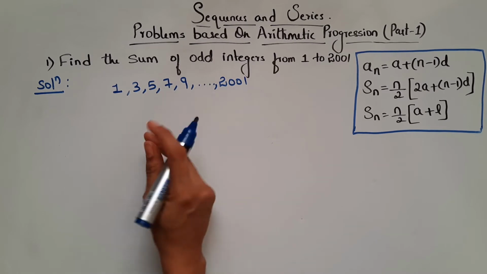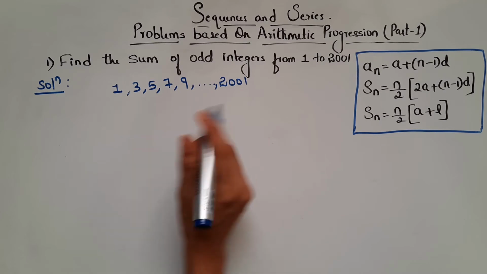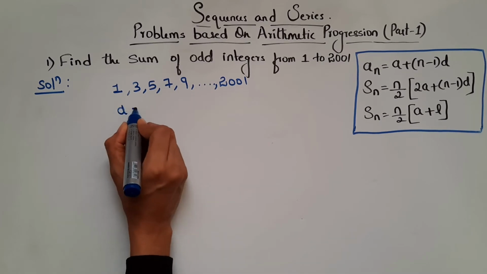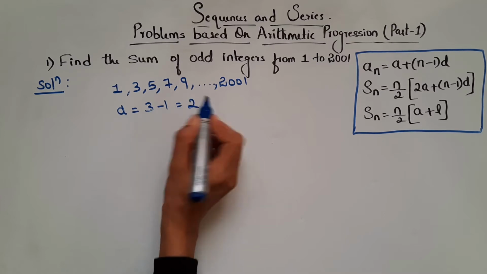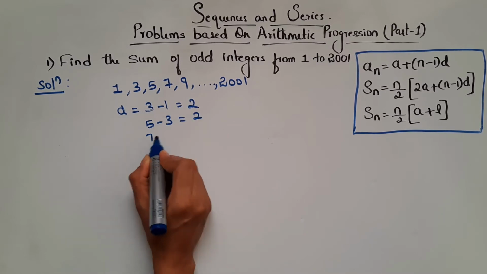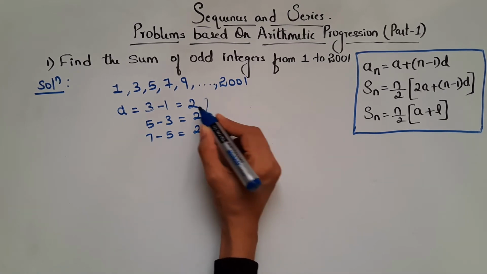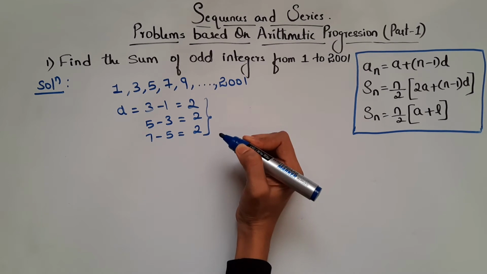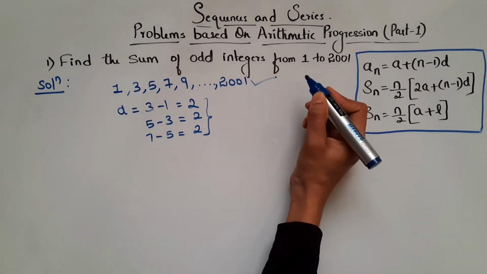The next step is to see if this given sequence is in AP or not. How do we do that? Check if the common difference is a constant. 3 minus 1 is 2. 5 minus 3 is also 2. 7 minus 5 is equal to 2. So in all the cases we got a constant, that is 2. Therefore this given sequence is in AP, right?